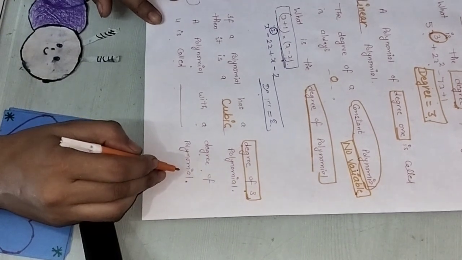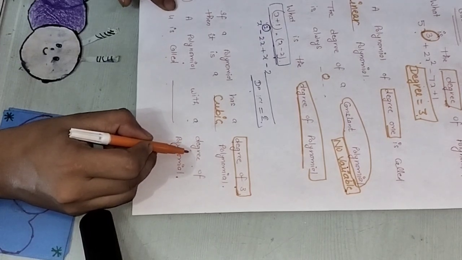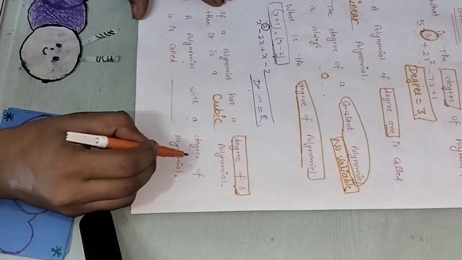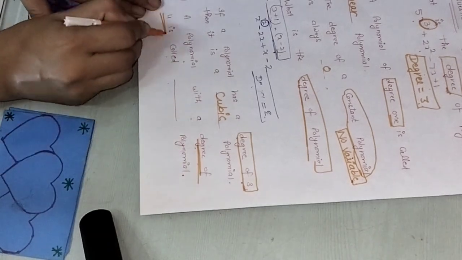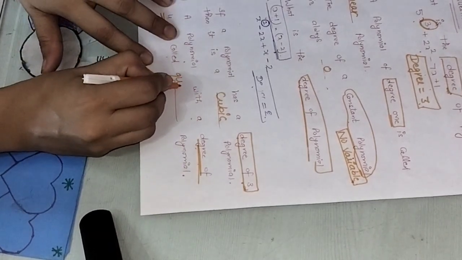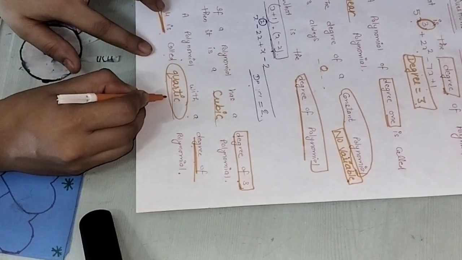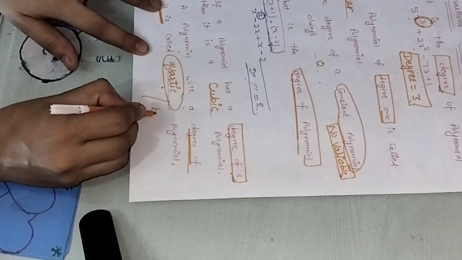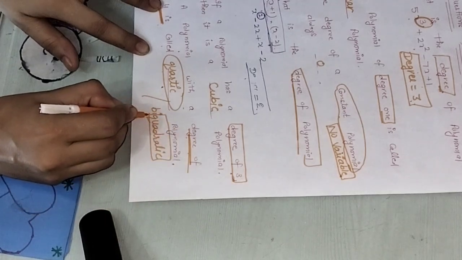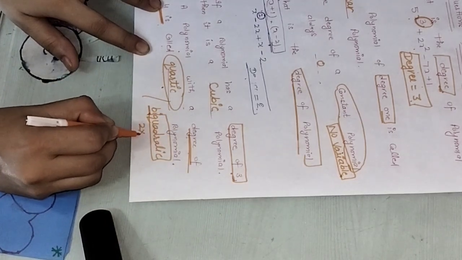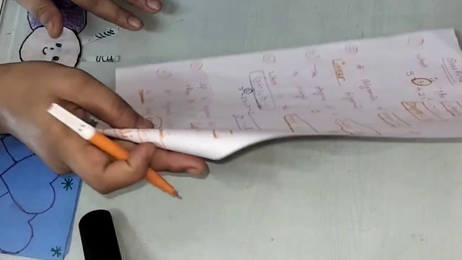Here this concept is new for you because we did not discuss a degree of 4. So I will tell you what the polynomial in which the degree is 4 is known as. It is known as a biquadratic polynomial. Quadratic means power 2 and bi means multiplied by 2, that is 4. So the power is 4, and we can say it is a biquadratic polynomial.